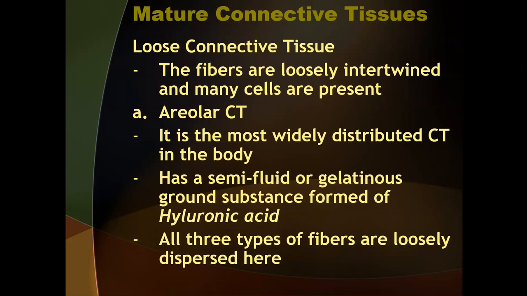So the first is known as areolar connective tissue. It is the most widely distributed in the body, and within its ground substance, it is more of a semi-fluid or gelatinous form, and is made of a substance called hyaluronic acid. This is a product that we find also in synovial fluid inside our joints as well. In this areolar loose connective tissue, we tend to find all 3 types of fibers: reticular, collagen, and what? Anybody remember? I'll leave it with you. You have to look it back.